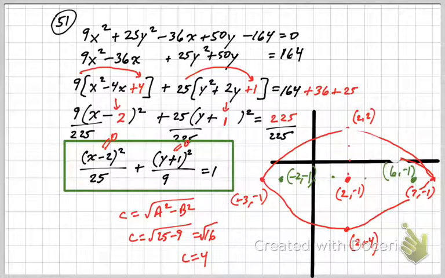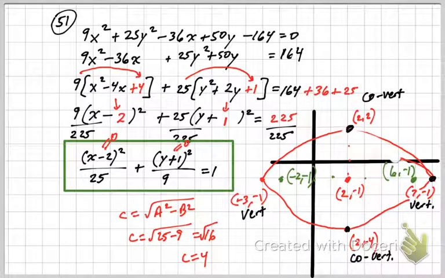So the vertices are just the points on it? Excellent question, Caleb, there's two vertices. This is a vertex, and this over here, 7, negative 1, is a vertex. The vertices are at the end of the major axis. These are called co-vertices. The co-vertices are at the ends of the minor axis. Let me say that again. Vertices are at the ends of the major axis. Co-vertices are at the ends of the minor axis.